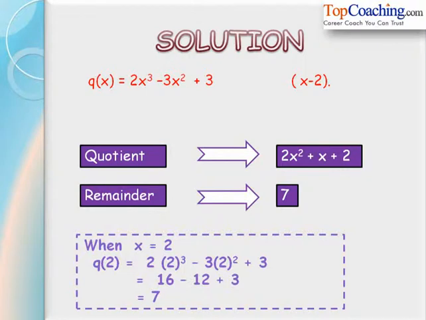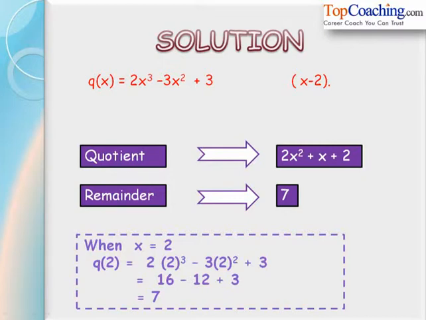Now, when x is equal to 2, then q of 2 would be equal to 2 into 2 cube minus 3 into 2 square plus 3. This gives 16, this gives minus 12, and this gives 3. When we add them, we get q of 2 equal to 7.